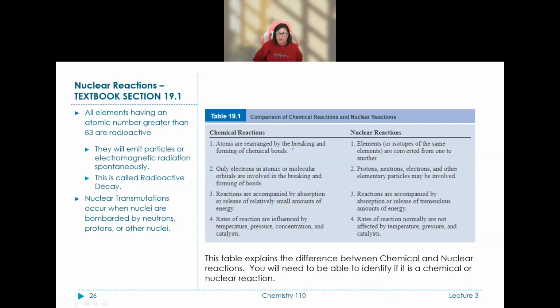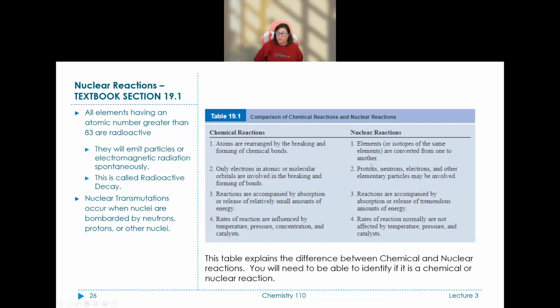So let's talk about the difference between chemical and nuclear reactions. Chemical reactions, atoms are rearranged by breaking and forming of chemical bonds. Nuclear reactions, elements or isotopes of the same element are converted from one to another, from one element to a different one. In chemical reactions, only electrons in atomic or molecular orbitals are involved in the breaking and forming of bonds. Chemical reactions are accompanied by absorption or release of relatively small amounts of energy, and we'll talk about that later. And the rates of chemical reactions are influenced by temperature, pressure, concentration, and catalysts. And we'll talk about that later too.